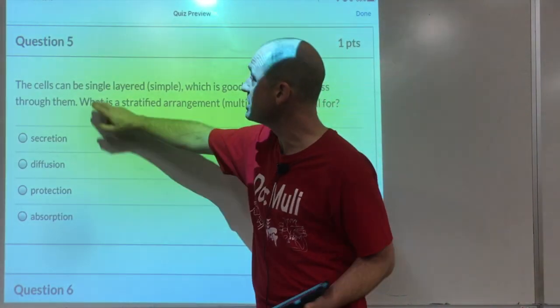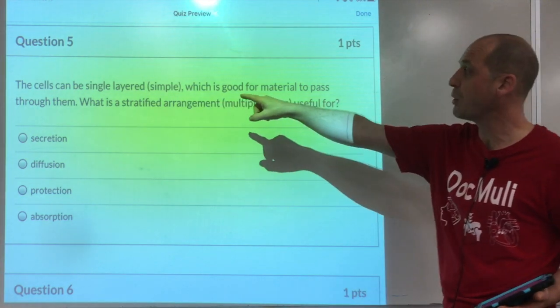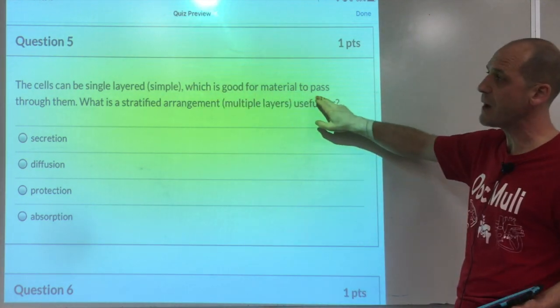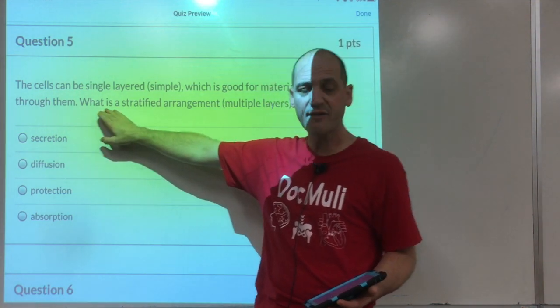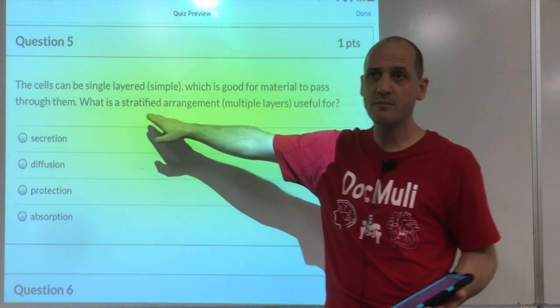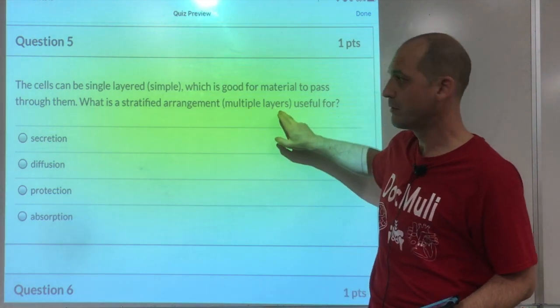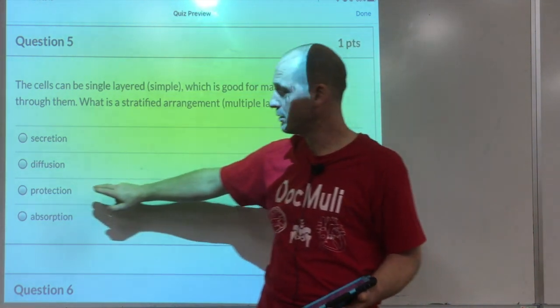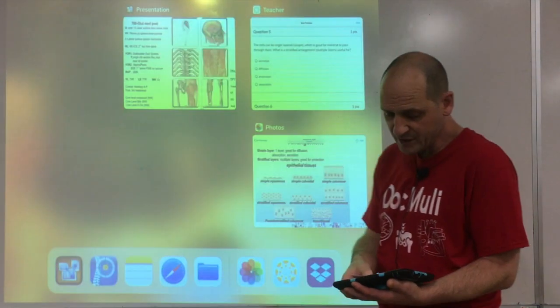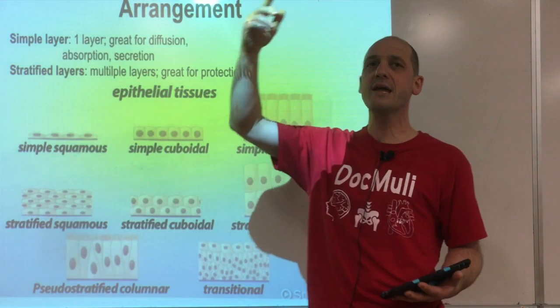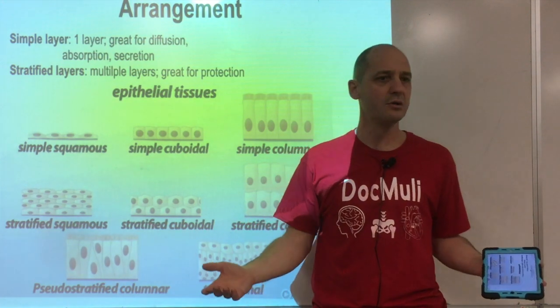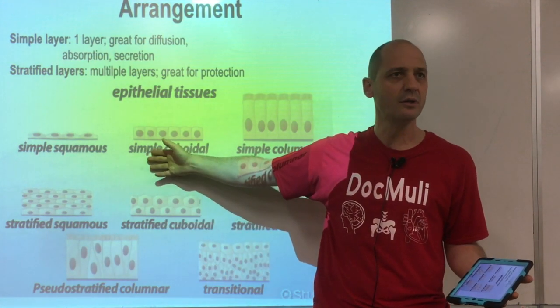Cell layers can be single layer, called simple, which is good for material to pass through them. But then we can also have multiple layers. They call them stratified if they're multiple layers. What are they good for? Protection. Which kind of logically makes sense. You've got a single layer, you take that away, you're not going to be protected. So it's going to be used for something else.